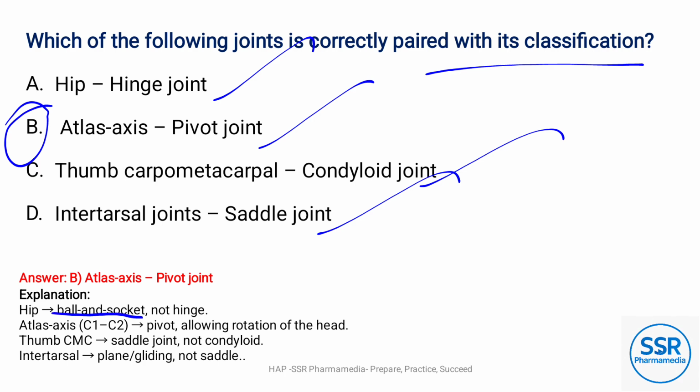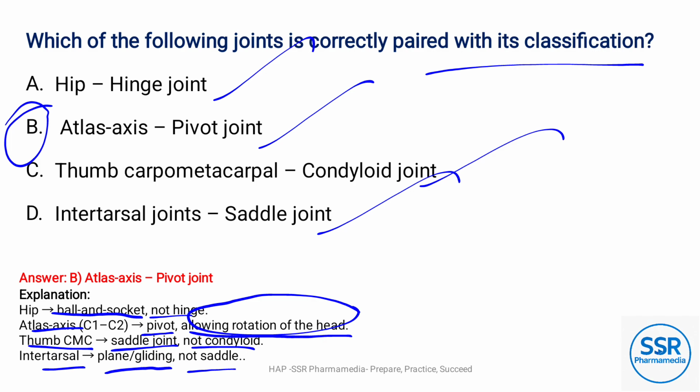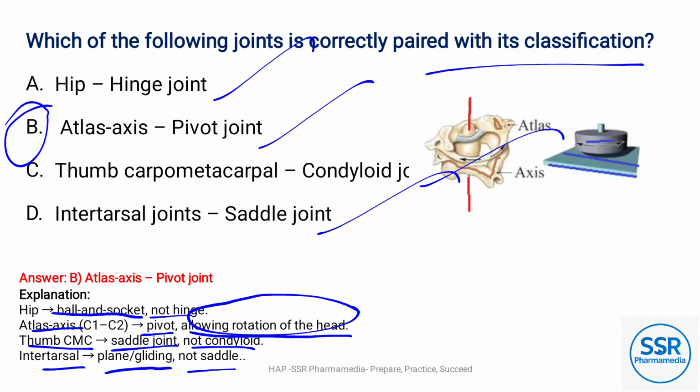Hip is a type of ball and socket joint, not a hinge joint. Atlas axis, C1 to C2, is a pivot joint, allowing rotation of the head. So rotation of the head is due to the atlas axis joint. Thumb joint is a type of saddle joint, not condyloid joint. Intertarsal joints are plain and gliding joints, not saddle joint. Atlas axis is used for rotation of the neck.